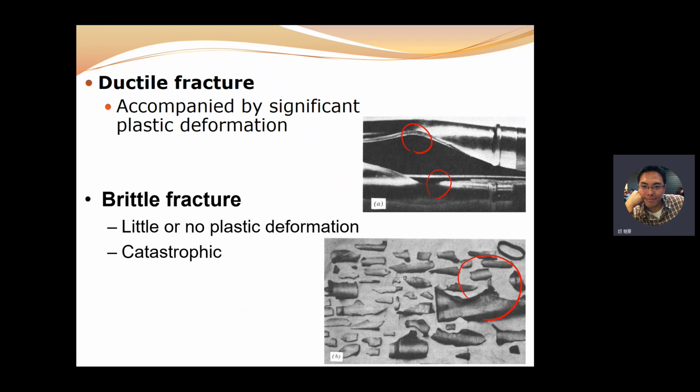For the brittle fracture, the part always fractures into pieces. For the ductile fracture, due to its plastic deformation, the whole part body might still keep its shape, and some cracks just keep propagating. Therefore, ductile fracture usually would not cause a catastrophic disaster due to this plastic deformation, right? Okay.